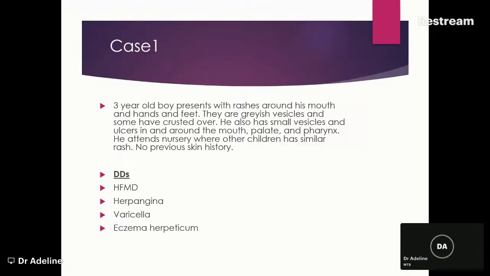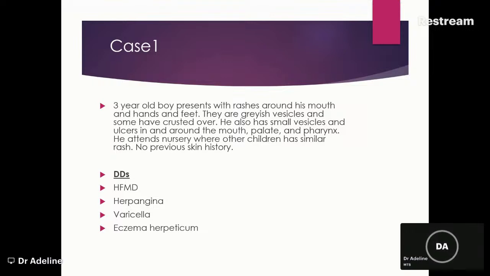So, coming to one of the cases, a 3-year-old boy presents with rashes around his mouth and hands and feet, and they're grayish vesicles, and some have crusted over. He also has some vesicles and ulcers in and around the mouth, palate, and pharynx. He attends nursery where other children have a similar rash. He doesn't have any other previous skin history.